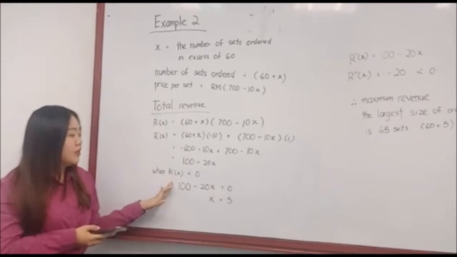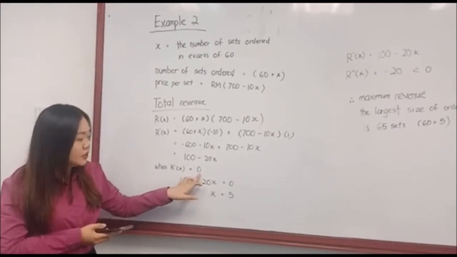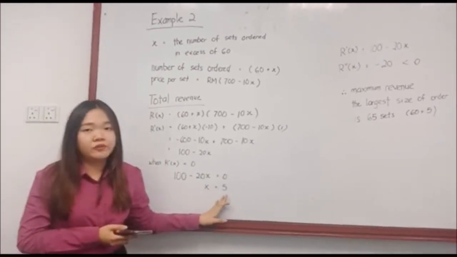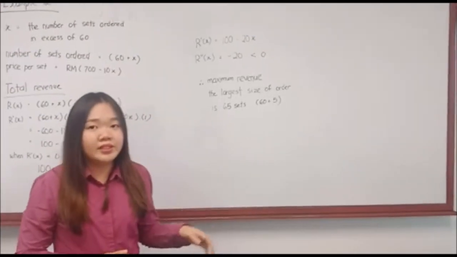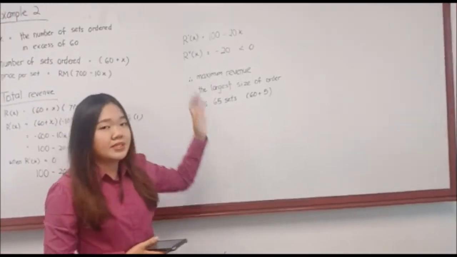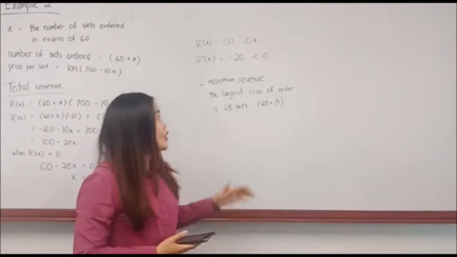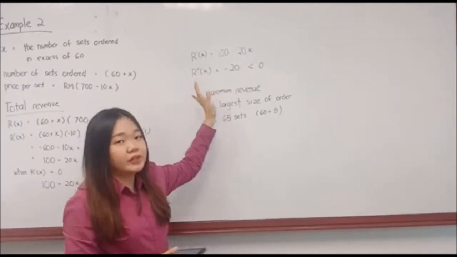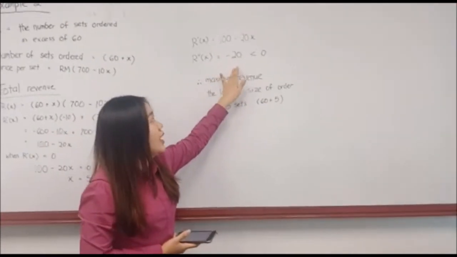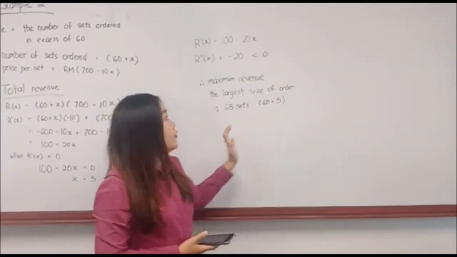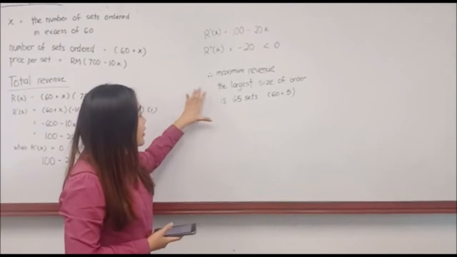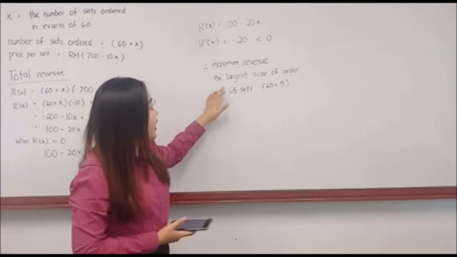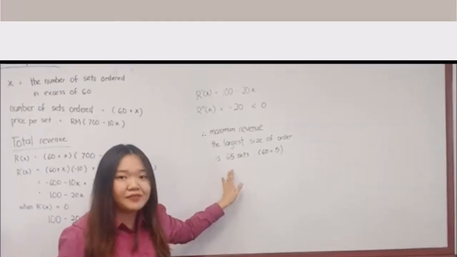When the marginal revenue equals 0, we will get x equal to 5. We use the second derivative to determine whether the revenue is maximum or minimum. For this question, the second derivative of the revenue function is negative 20, which is smaller than 0. Therefore, we can conclude that it is the maximum revenue, and the largest size of order is 65.